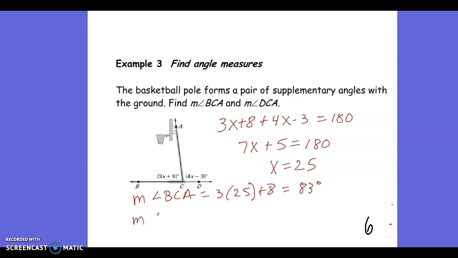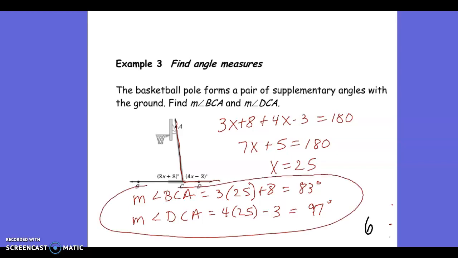And the other one that they're asking us to find is DCA. DCA, we are told in the diagram, is 4 times x minus 3. X is 25. Break out the calculator, do 4 times 25, which we already know is 100. Subtract 3 and we get 97. Now again, if you figure out that 83 and you want to subtract that from 180 to get the 97, you are gold. That's perfectly fine. It's all good. Do what you got to do. Okay.